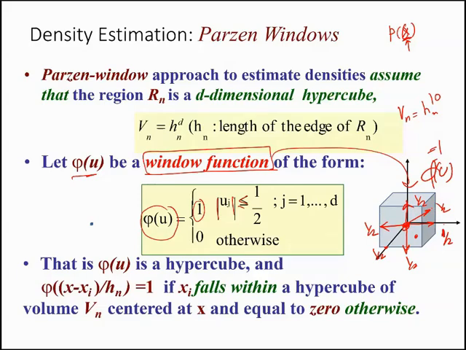Now you can move this window function throughout the space by doing this adjustment. You can change the center position as you wish. As per your choice, you can move this and check whether the given point falls within this box or not. For the time being, just remember that there is a function which does the job: for a given test point, if it is inside the volume, it will return you 1, otherwise it will return you 0. Why I want this, you will come to know in the next slides.